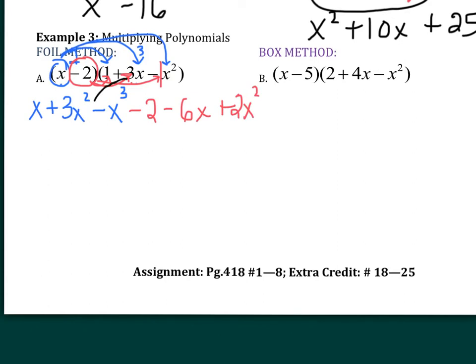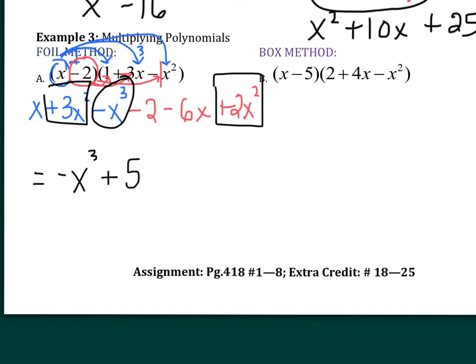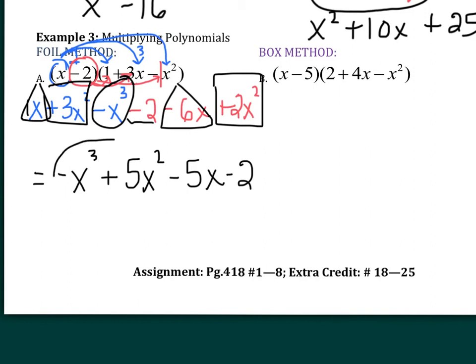Don't forget we should write our answers in standard form. So we should put the negative x to the third first. Then we'll put the x squareds together. I have positive 3 here and positive 2 there. So altogether that's 5x squareds. Next, for the plain x's, I have 1 right there and negative 6 right there. So 1 minus 6 is negative 5. And last we have the minus 2. So there's the final answer to that one.